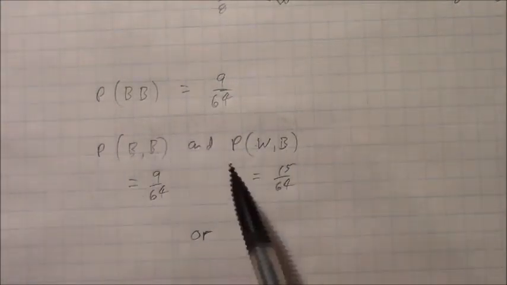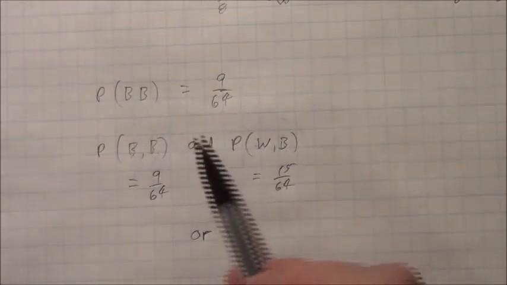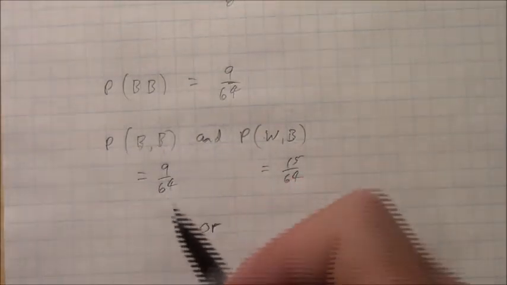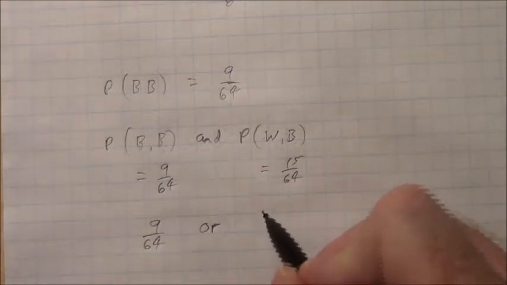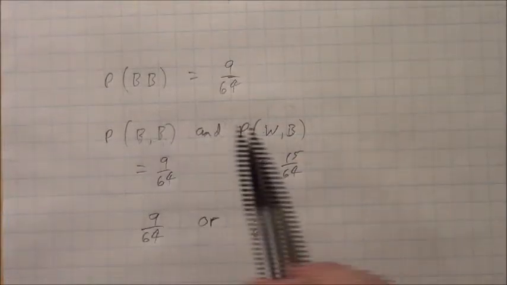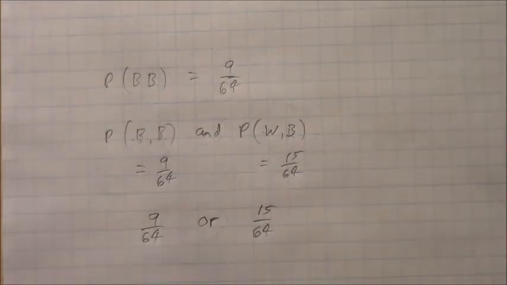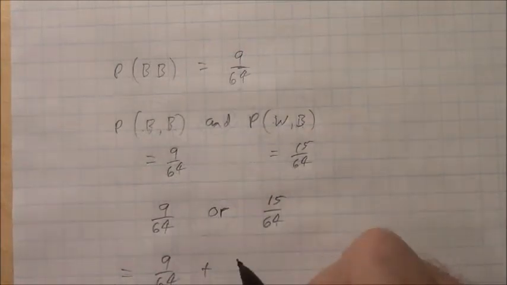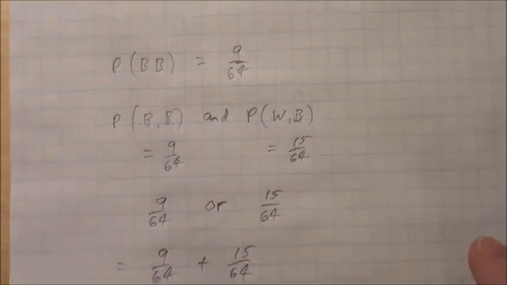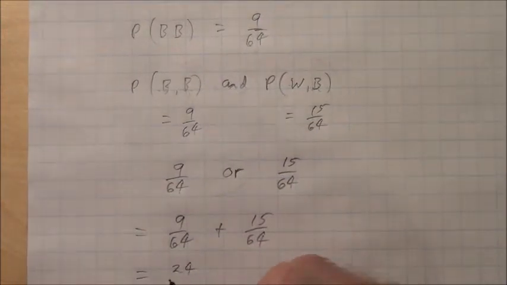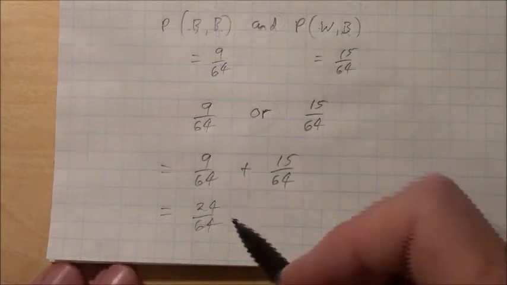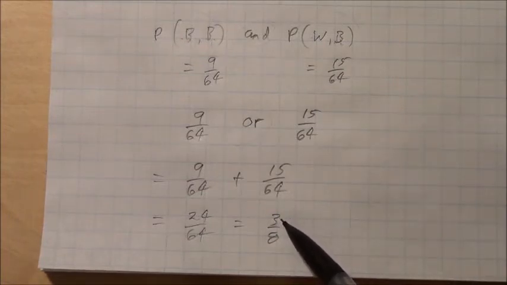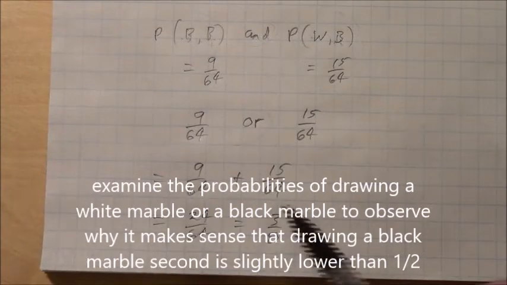So what we need here, instead of the English and, like I've written here, is the mathematical or. So it's going to be either the probability of the black followed by the black, or the probability of the white followed by the black. Those are the two situations where black is the second marble that's drawn. Okay? And then mathematically or means addition when we're talking about probabilities, and we just add those together. So we get 24/64, which simplifies down to 3/8. So the probability of us drawing out a black marble on the second draw is 3 out of 8.